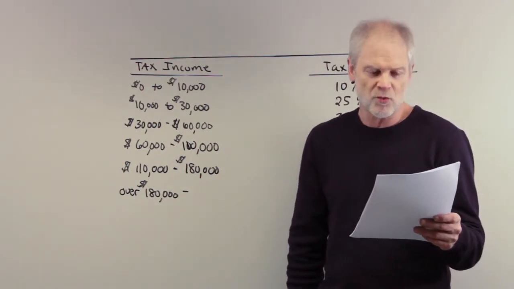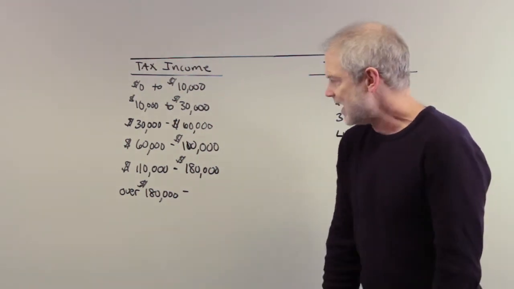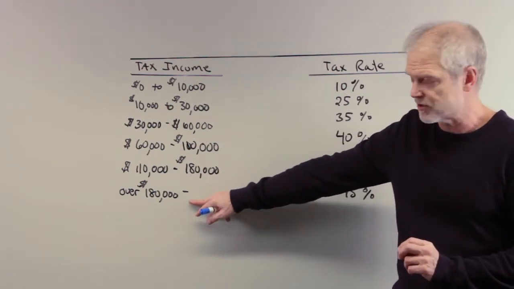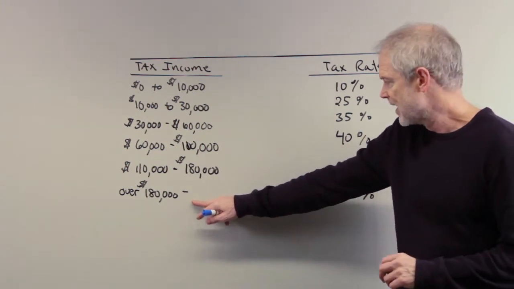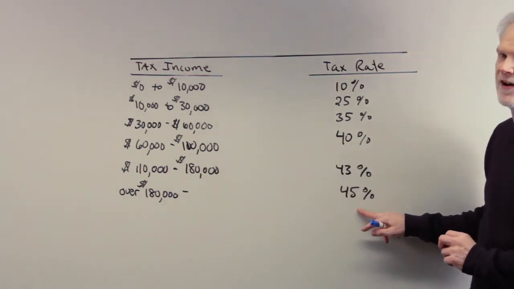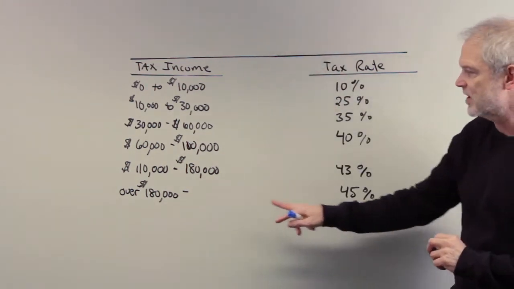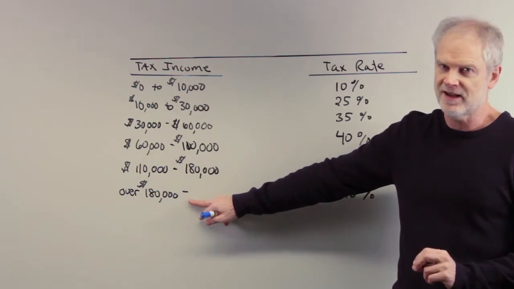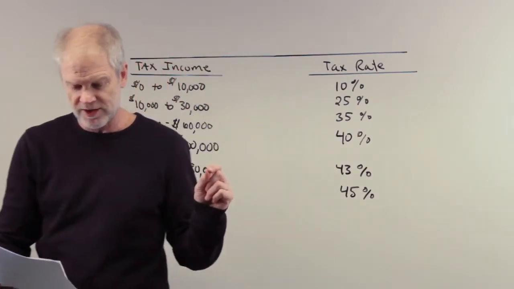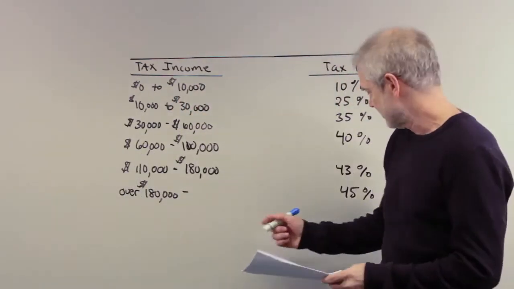For this tax schedule, what is the marginal tax rate for an individual with $212,000 in income? Again, you go to the bracket that has this person's income. In this case, it's over $180,000. The person is making $212,000, and the marginal tax rate on income above $180,000 is 45%. Not 45% on all $212,000. It's only 45% on the portion of income that exceeds $180,000. That's the marginal tax rate. So the answer to the first one is D, 35%, and the answer to the second one is also D, 45%.